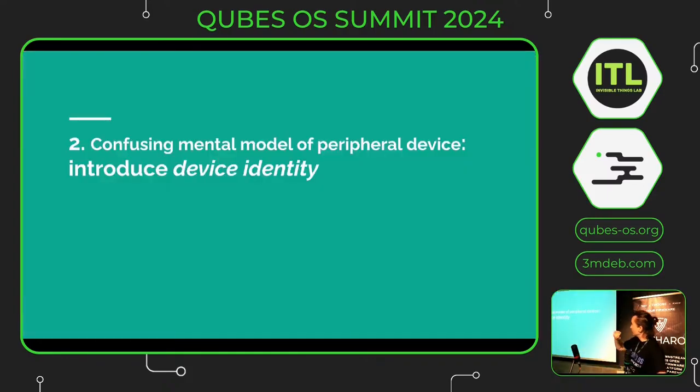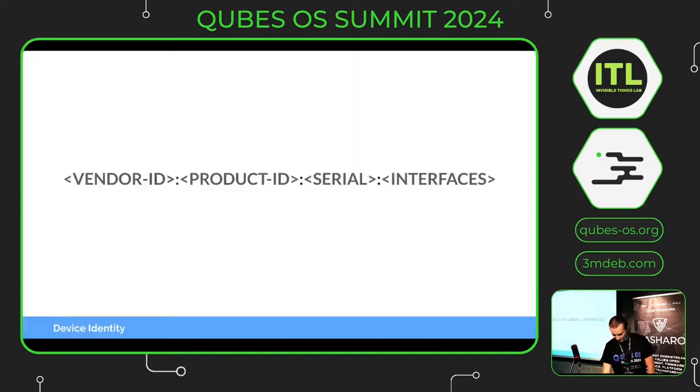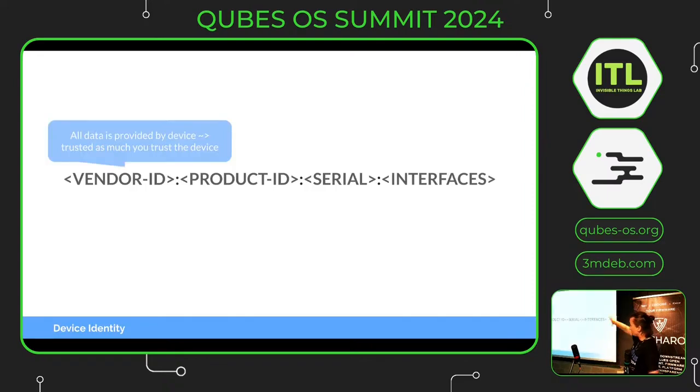The second motivation is the confusing mental model of peripheral devices. So we introduce, let's say, device identity. There are just four simple pieces of information which are already presented by almost every device. So this is the vendor and product IDs. All this information here is provided by the device itself, so it's as trusted as the device. There is an optional serial number.